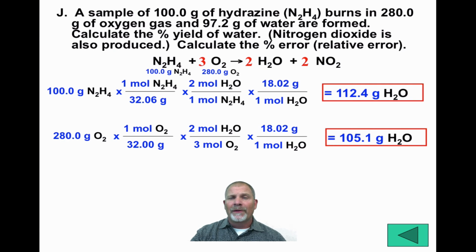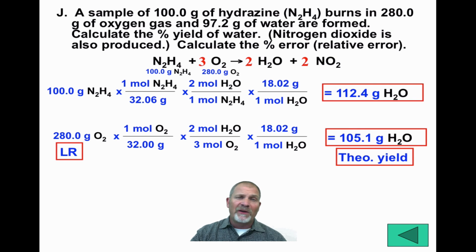That gives me 105.1 grams of water. So what's my theoretical yield? It's the lower of the two amounts. You'll never make it to 112. You're going to only get stopped at 105. Why? Because your limiting reagent, oxygen, your 280 grams of oxygen, is going to run out. So 105.1 is your theoretical yield. That's the maximum score you could have gotten on the test.